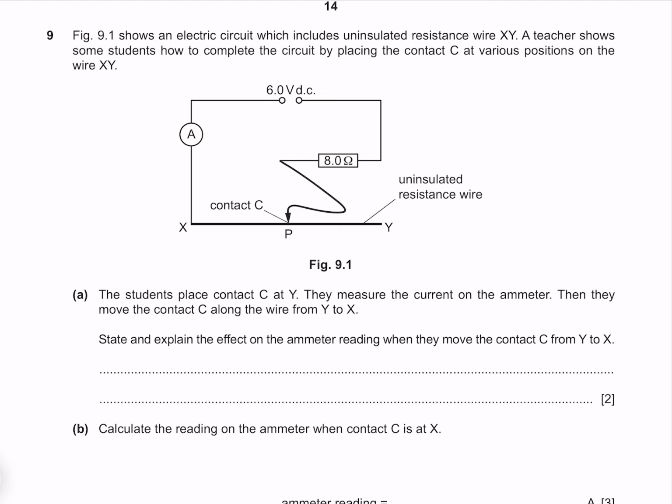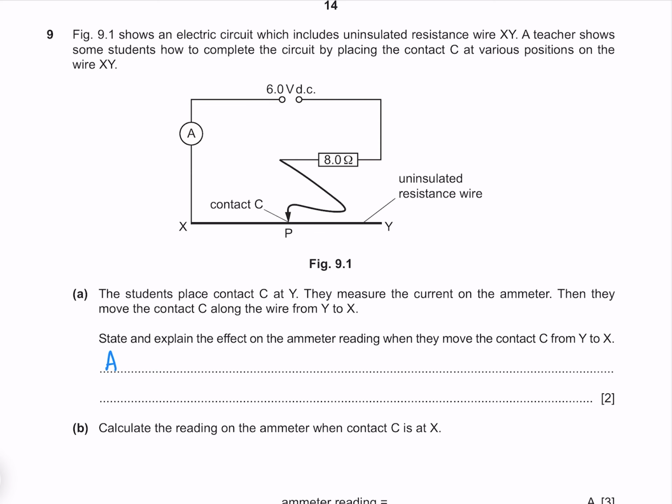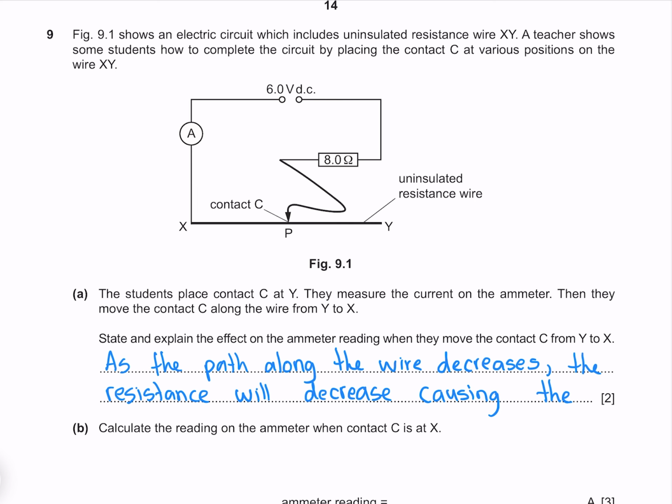Figure 9.1 shows an electric circuit, which includes uninsulated resistance wire XY. A teacher shows some students how to complete the circuit by placing the contact C at various positions on the wire XY. The students place contact C at Y, they measure the current on the ammeter, then they move the contact C along the wire from Y to X. State and explain the effect on the ammeter reading when they move the contact C from Y to X. As the path along the wire decreases, the resistance will decrease, causing the current to increase.